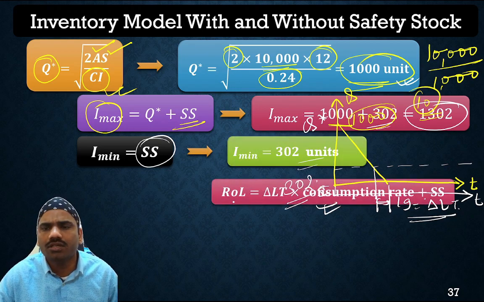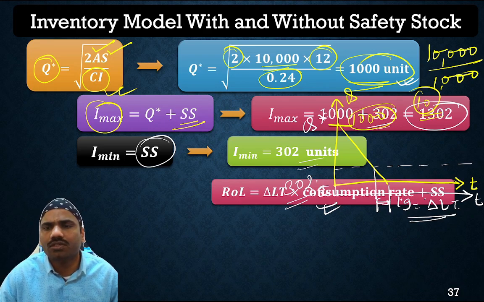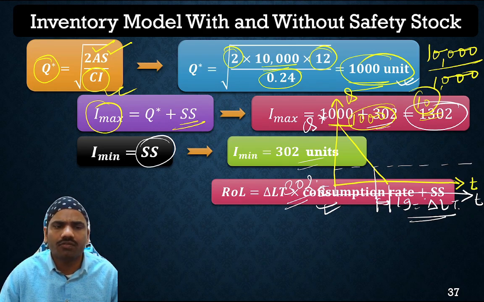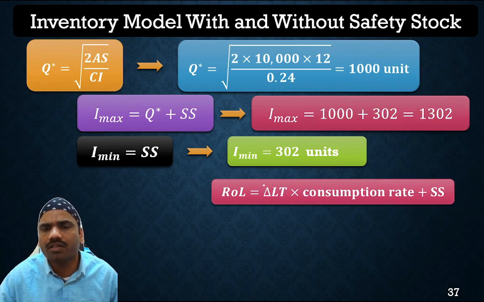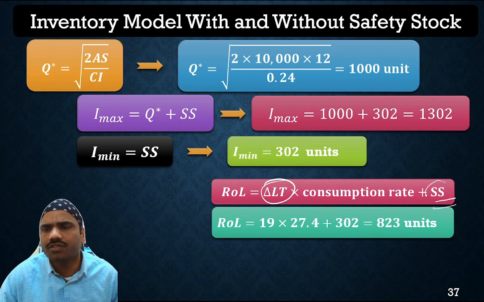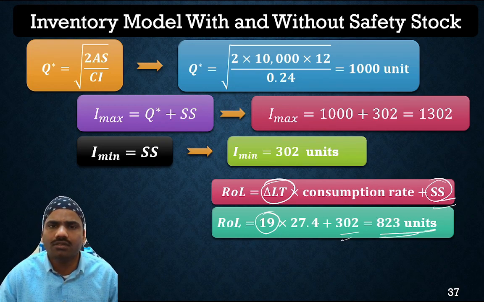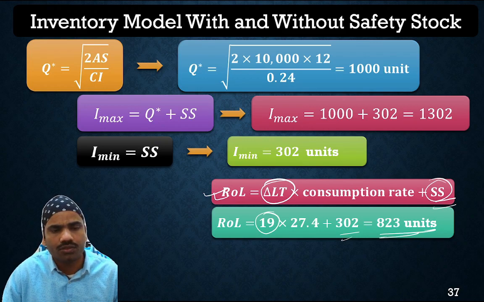We can find the reorder level, by the formula. Reorder level is average lead time times consumption rate plus safety stock. The consumption rate we have is 27.4, the safety stock is 302, and the average lead time is 19. So this gives 823, and from this we find the reorder level is 823.